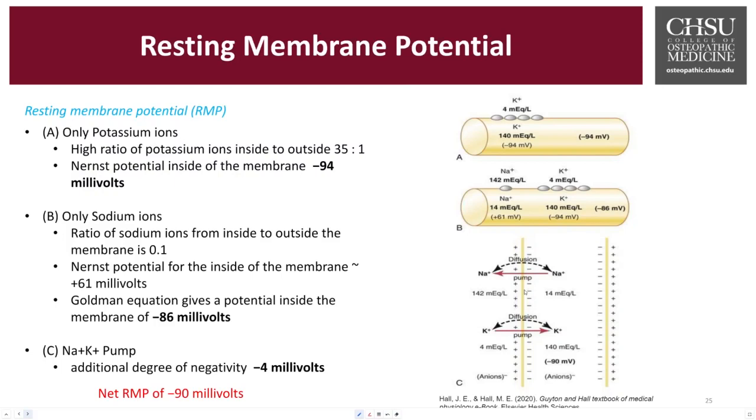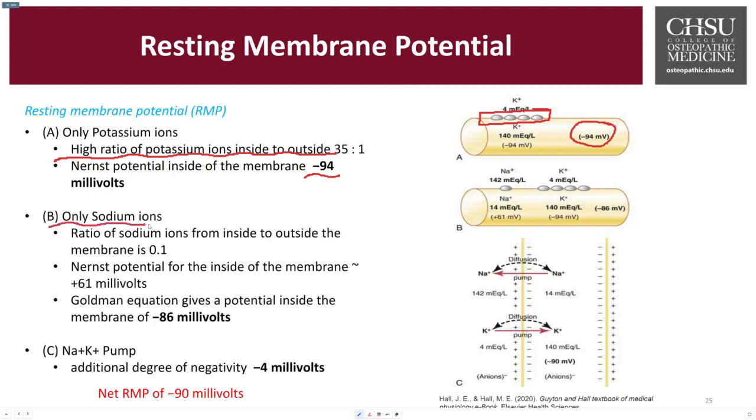Three factors govern the RMP. If only potassium ions were to be in charge of generating the RMP, you will see that the ratio of potassium inside to outside is 35 to 1. With the Nernst equation plugged in, you will generate negative 94 millivolts. On the far right, you can see, imagine only potassium channels were utilized. That means there's 4 mEq per liter of potassium on the outside and 140 on the inside. As a result of that, you would have negative 94 millivolts of charge.